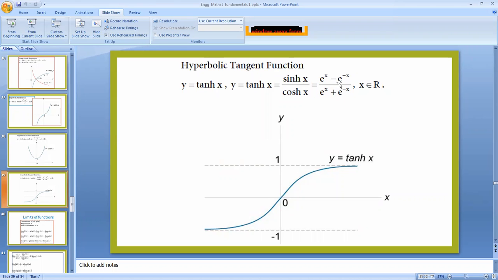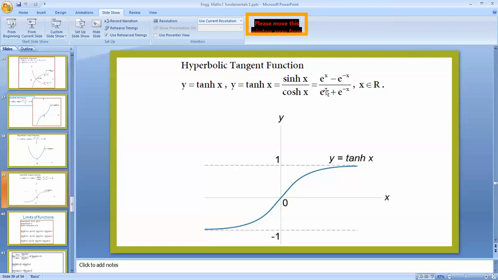Substitute x is 0. In the sine hyperbolic, cos hyperbolic, and tan hyperbolic functions, we get their central value at x is 0. That you should keep in mind. So when you substitute x is 0, e raised to 0 is 1, e raised to minus 0 is also 1, and 1 minus 1 is 0.